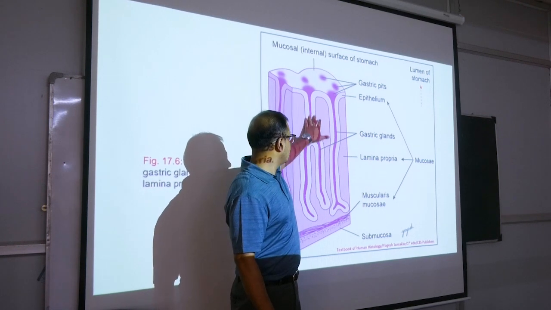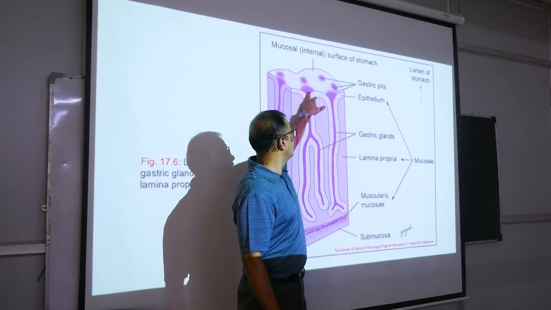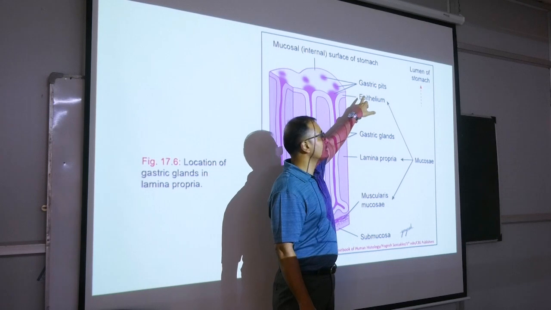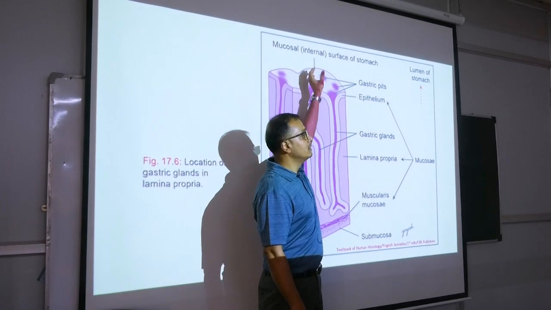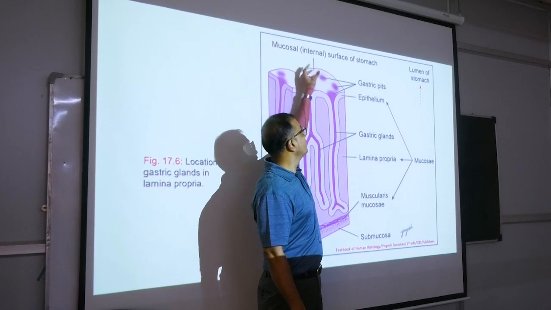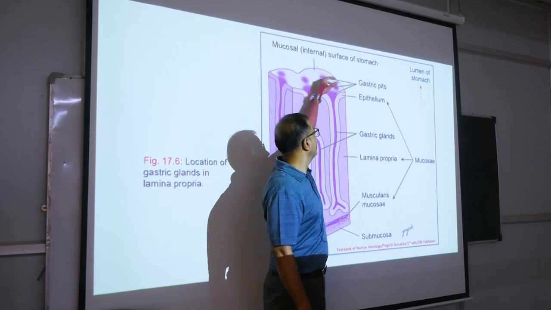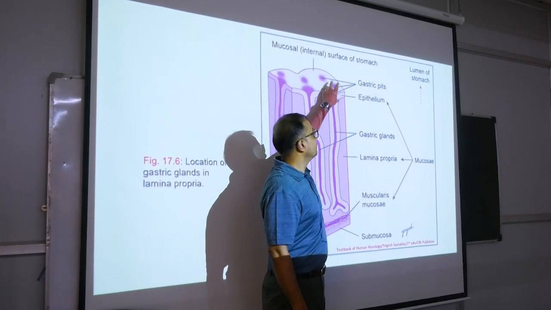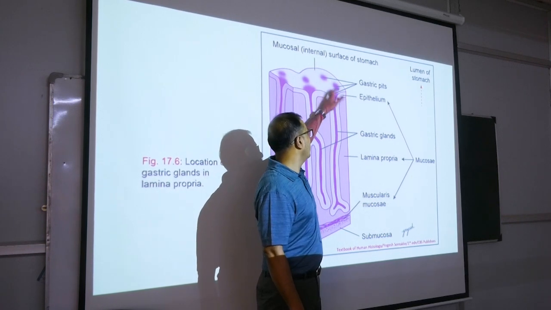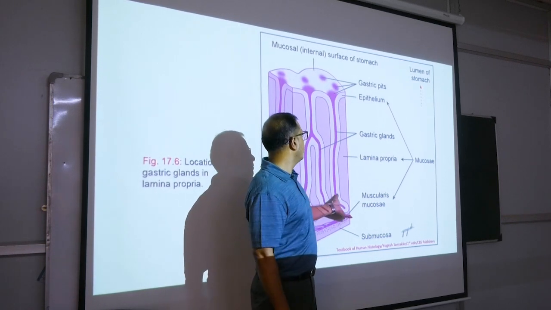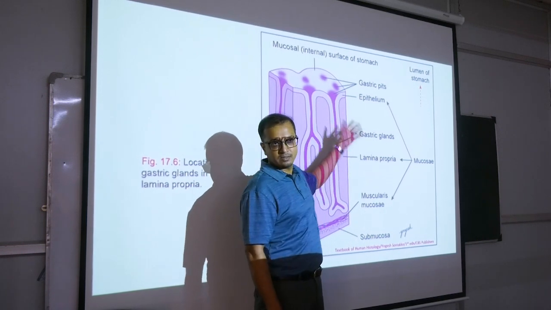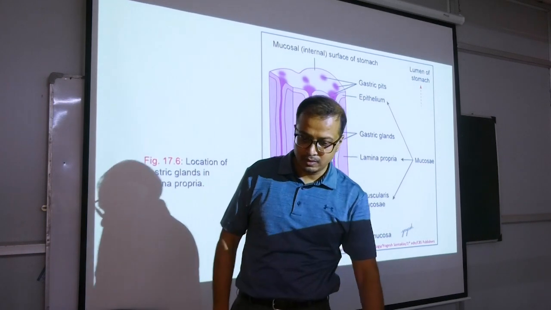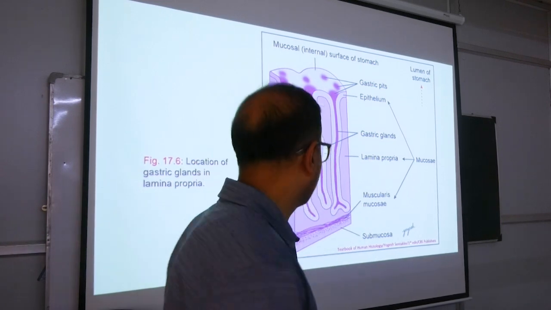Now these gastric glands open onto the surface through openings that we call gastric pits. The opening leads into the epithelial layer, that means to the lumen side. So whenever the food material comes and sweeps through, it is lubricated or flushed by the contents of these gastric gland secretions. This is the remarkable feature of this region.